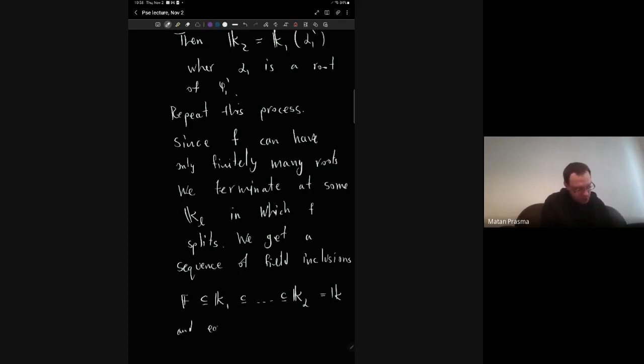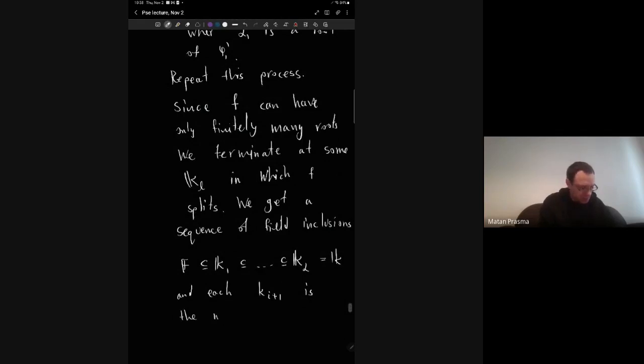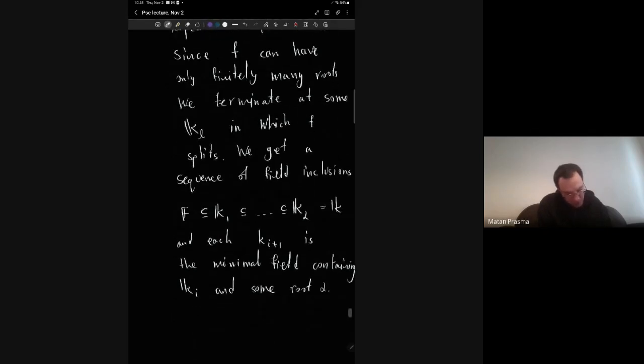And each K_{i+1} is the minimal field containing K_i and some new root, alpha_{i+1} of f, in fact.